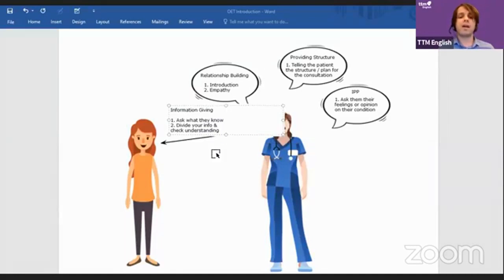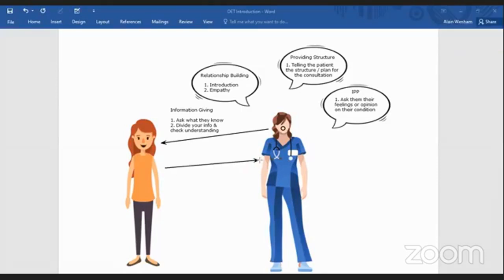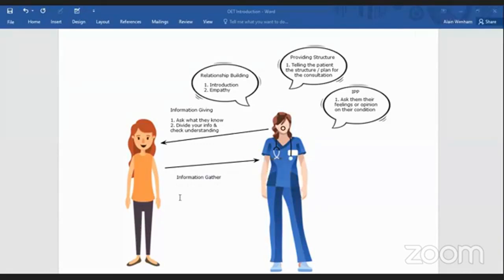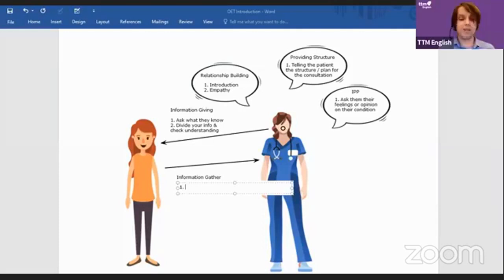So what about the other way around? What if the patient is speaking to me? What's that? Information gathering. That's when they're talking and I'm going to stop talking. So what do I need to do to make the patient talk to me? Ask questions, yes. But what type of questions? Open questions and closed. Move to closed, right?